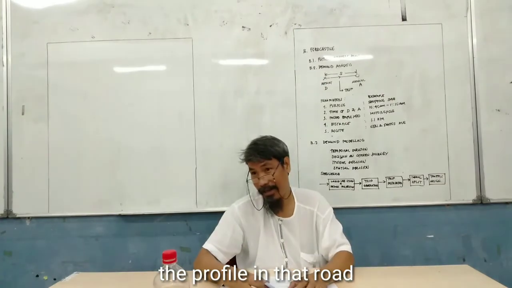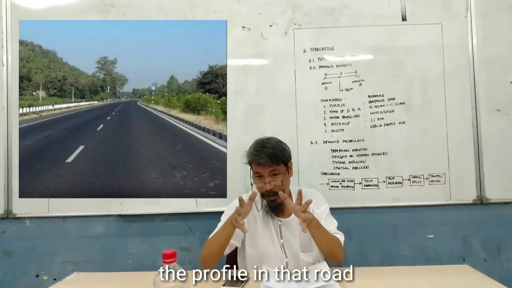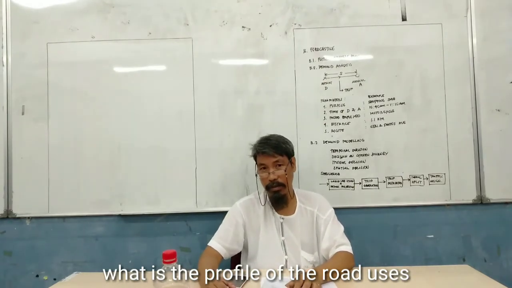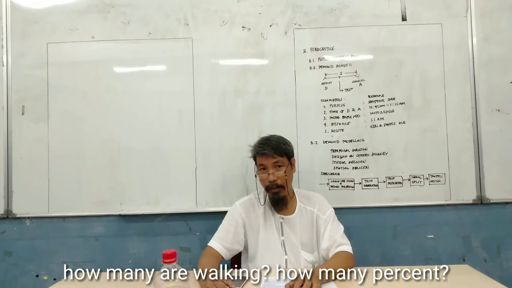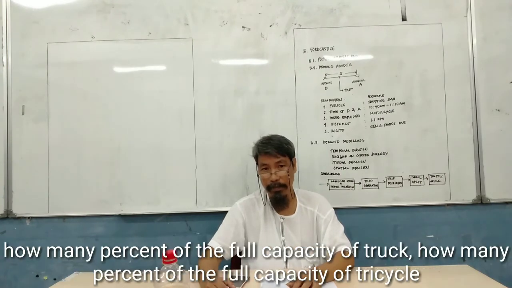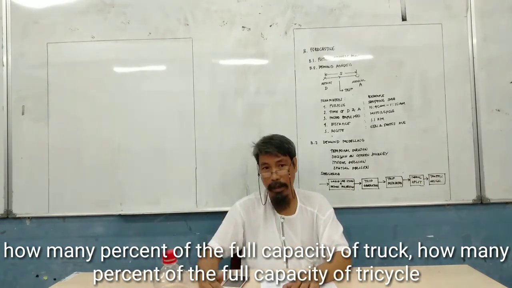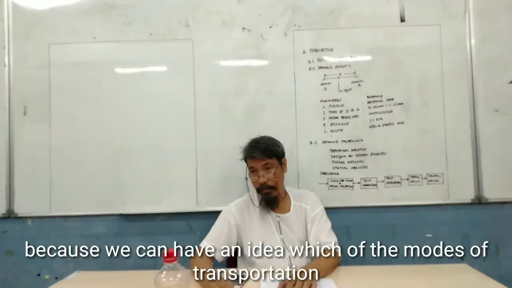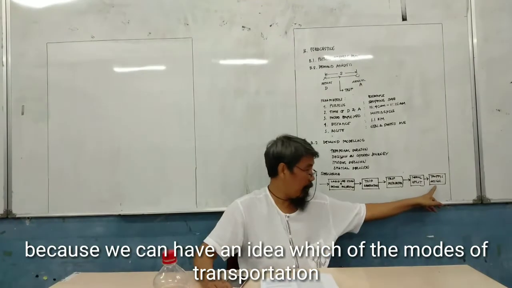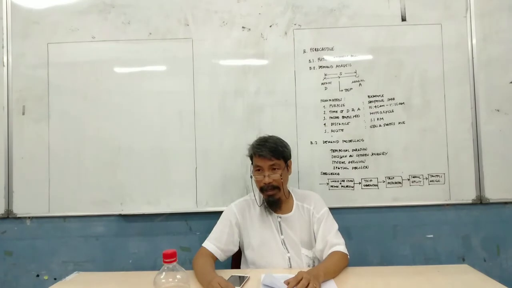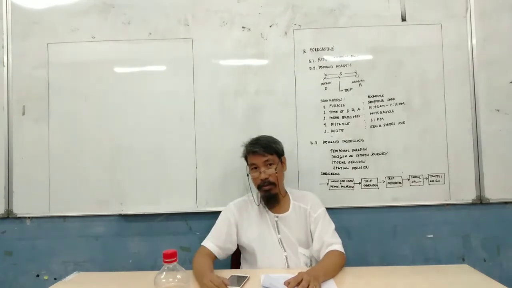The profile. In that road, what is the profile of the road user? How many are walking? How many percent? How many percent of the full capacity truck? How many percent of the full capacity tricycle? Because we can have an idea which of the modes of transportation greatly affect traffic compared to other modes.